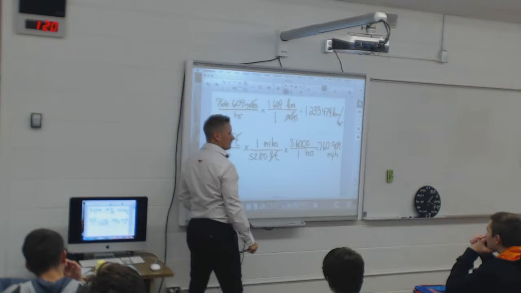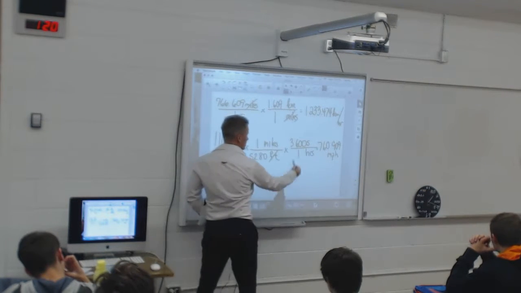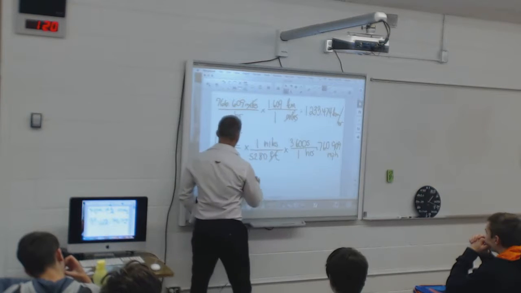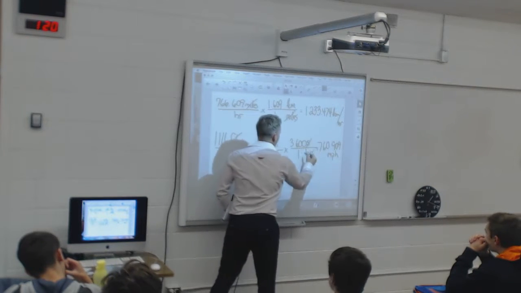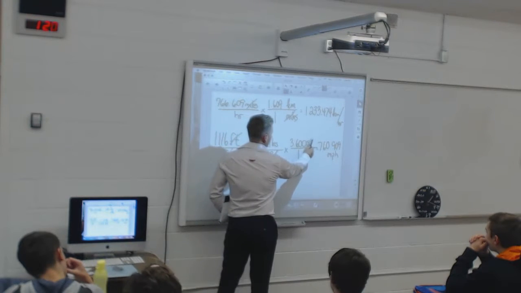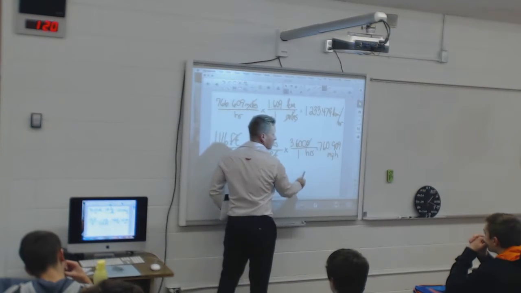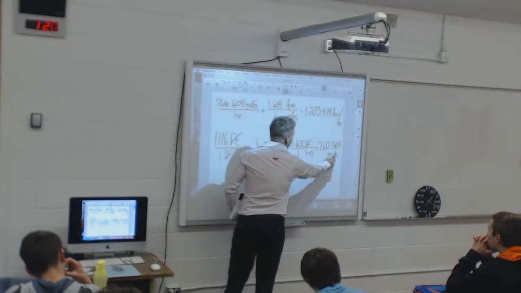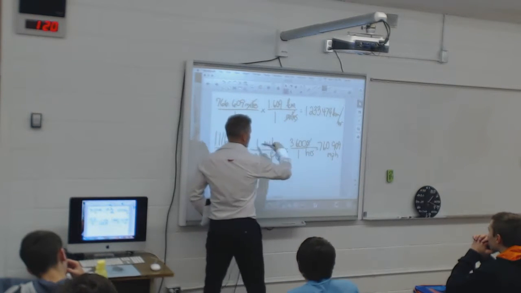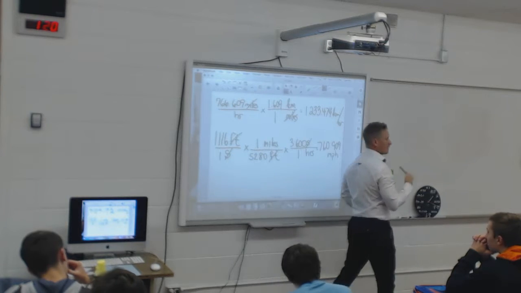How many seconds do we have? There's 3,600 seconds in 1 hour. In order to cancel things out, I have to have one on top and one on the bottom. So when I set up my ratio, I need the seconds on top and the hours on the bottom, because I want miles per hour, meaning the hours is on the bottom. Because the seconds is here, I have to put it on top of my proportionality.